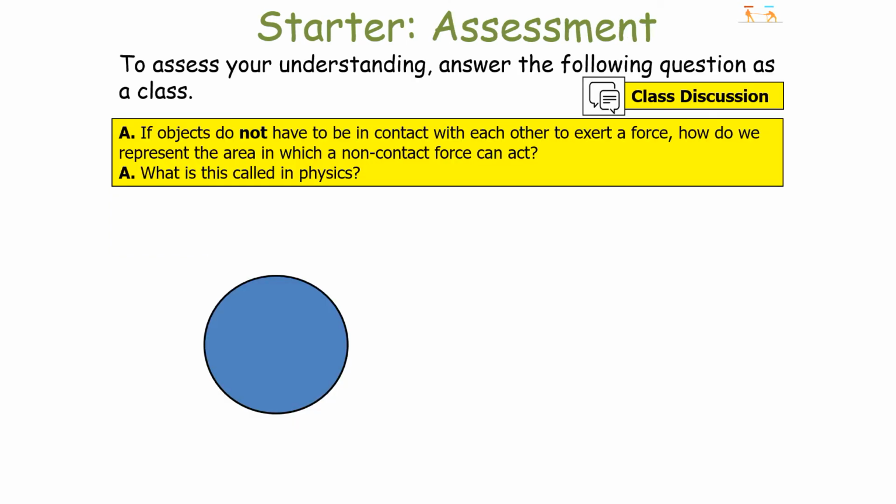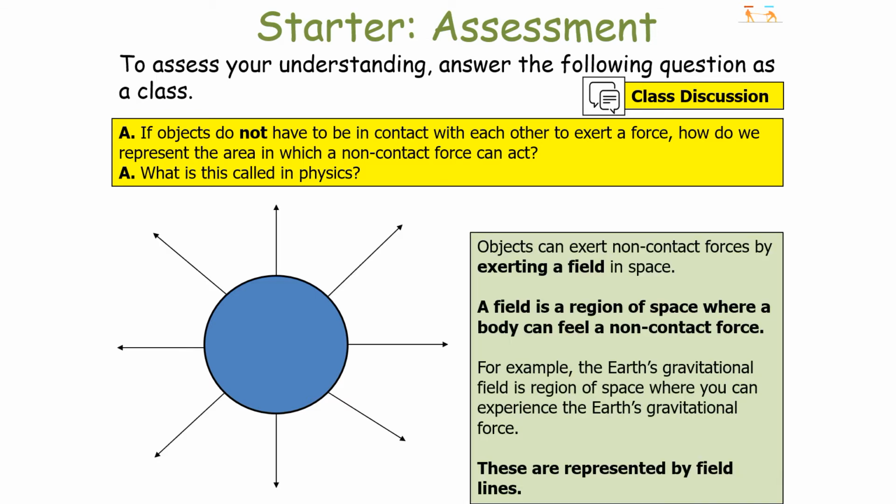So if objects do not have to be in contact with each other to exert a force, how do we represent the area in which a non-contact force can act, and what do we call this in physics? Well, this is indicated by something called a field. Objects can exert a non-contact force by exerting a field in space. A field is a region of space where a body can feel a non-contact force. For example, the Earth's gravitational field is a region of space where you can experience the Earth's gravitational force, and we represent these with field lines.